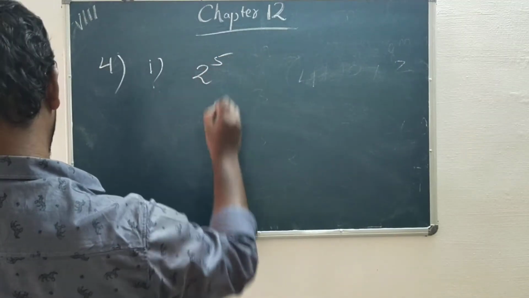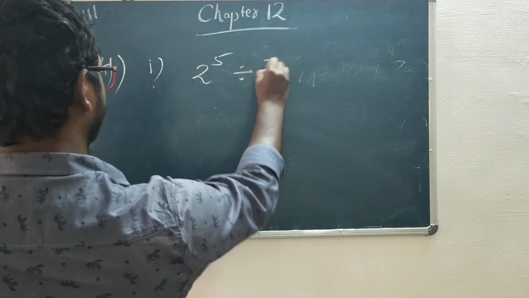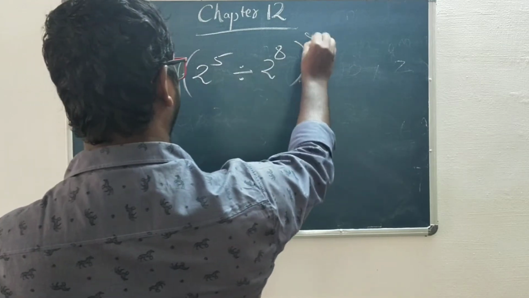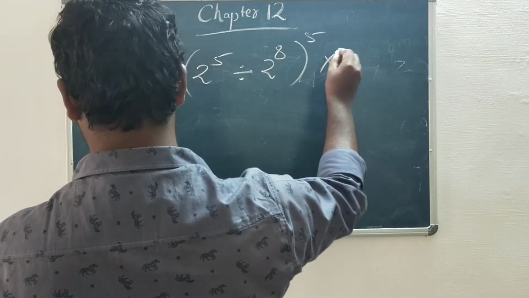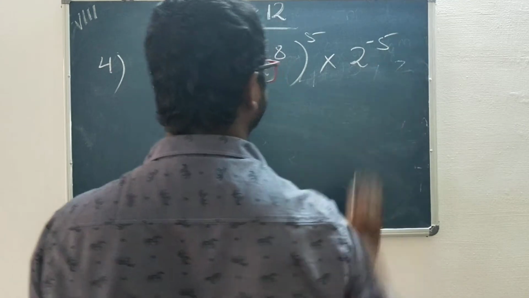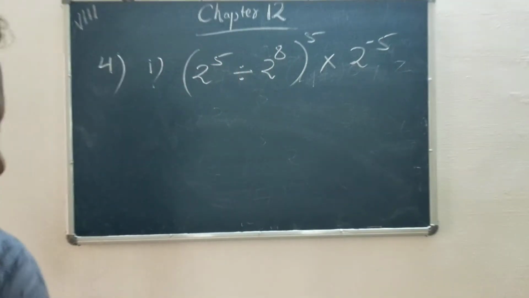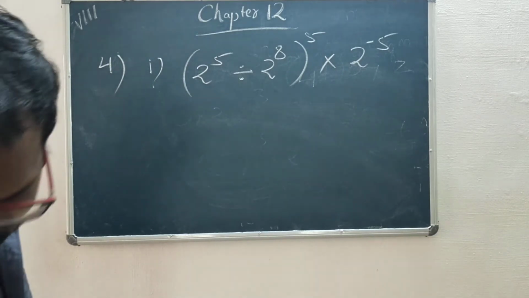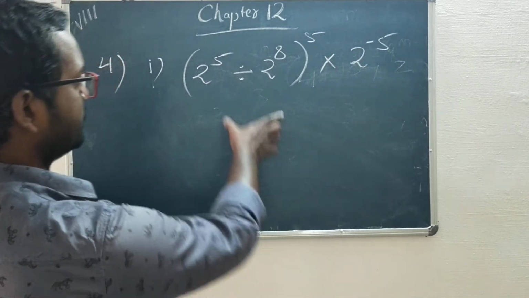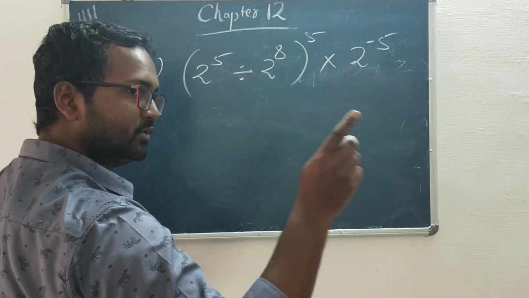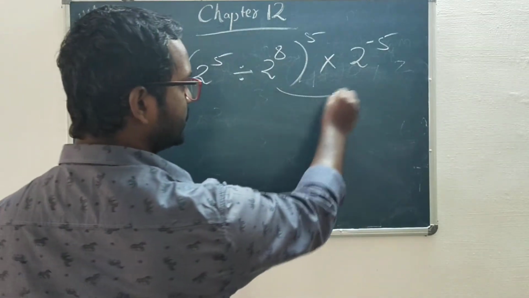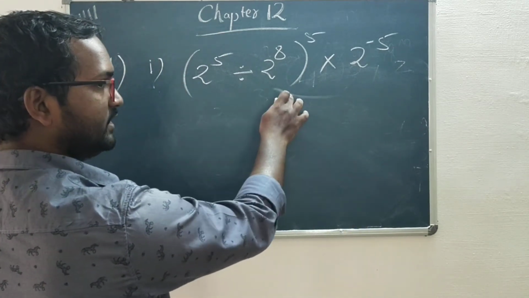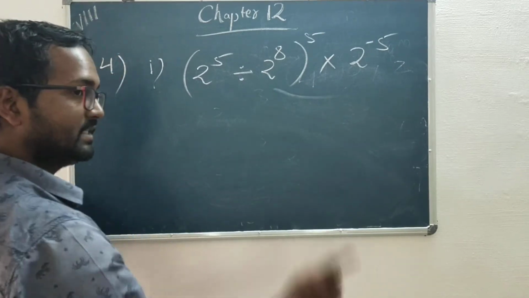2 to the power 5 divided by 2 to the power 8, the whole to the power 5, into 2 to the power minus 5. Now here, okay, let's start from this part. Whatever is in the bracket has to be solved first. You can't multiply these two first, it's wrong. You have to solve the part in the bracket first. Okay, that is our first priority.